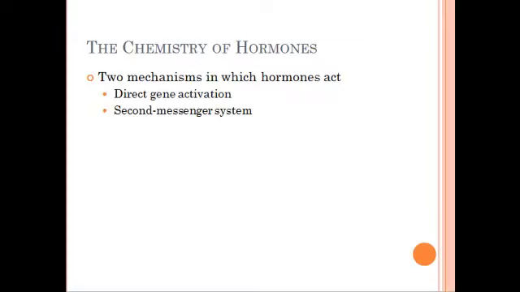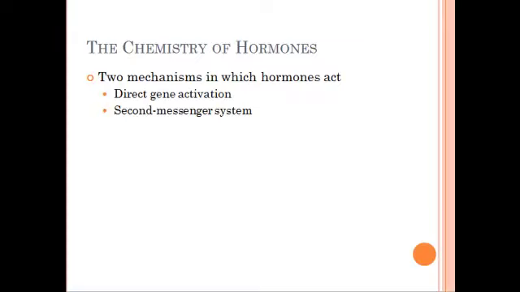Other hormones can't get through the plasma membrane, so all they can do is attach to receptors on the outside of a cell. In that case, we call this a second messenger system because it's going to activate a pathway inside the cell. So even though the hormone doesn't enter the cell, it kind of turns on the switch that allows a process to begin inside the cell and carry out some sort of action inside the cell.